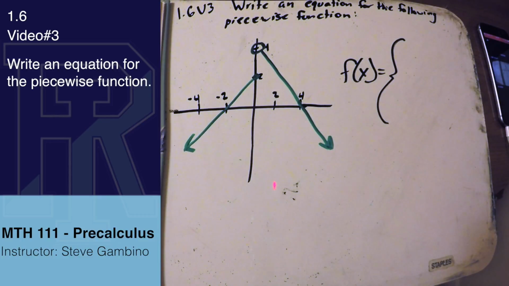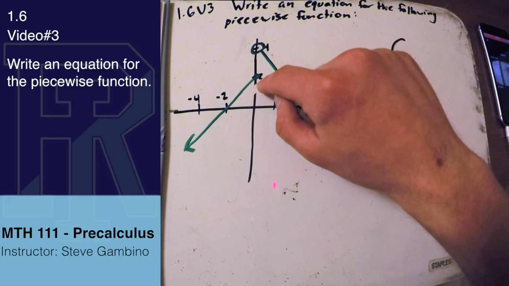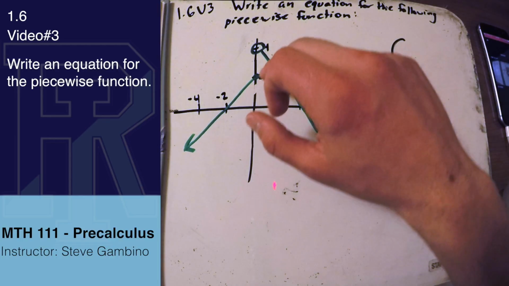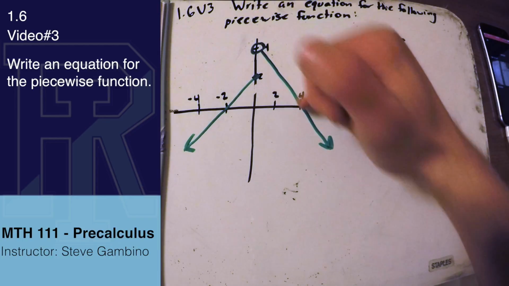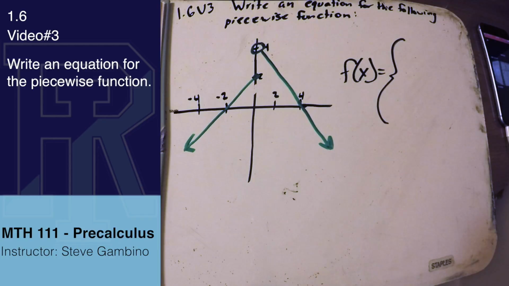Write an equation for the following piecewise function. Okay, so we have a picture here, a graph of our function f of x in green, which is a line going from negative infinity, which will go all the way up and intersect with the y-axis at 2, and then from after 2 it jumps up here to 4 and then intersects again with the x-axis at 4, continuing all the way to positive infinity.